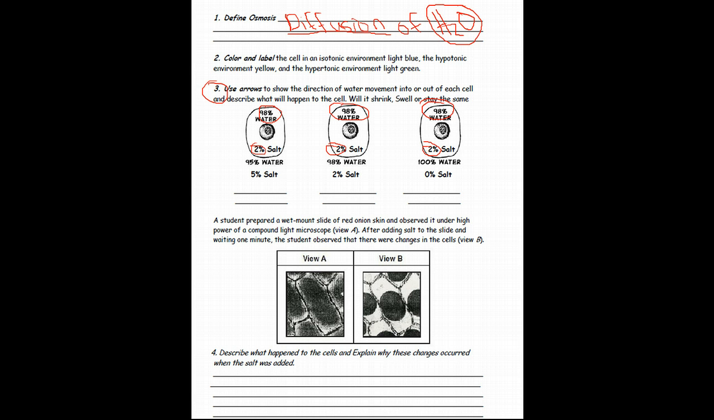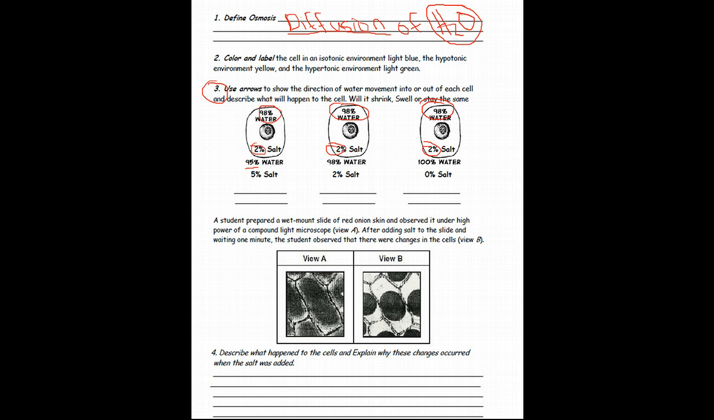So water has to go from high to low concentration. If you have a high amount of water, high concentration of water, that means you're going to have a low concentration of solute. If you have less water, that means you're going to have more solute. So in the case of our first diagram, our cell has 98% water and 2% salt. Outside of the cell, we have 95% water. So that means that there's more water on the inside.